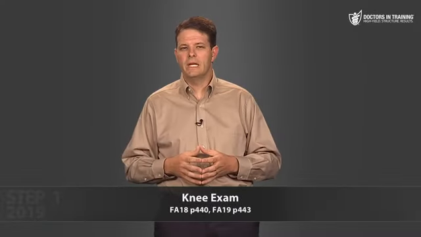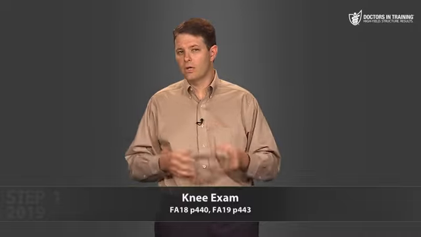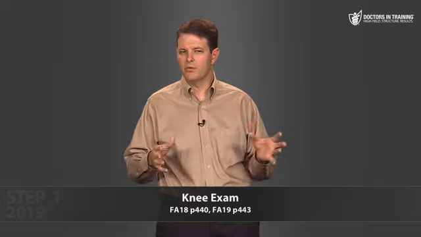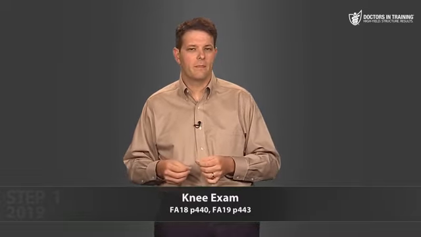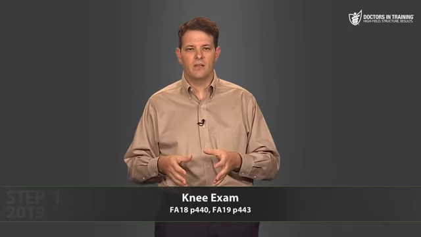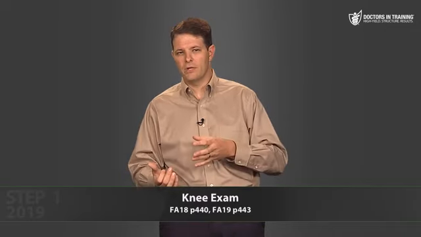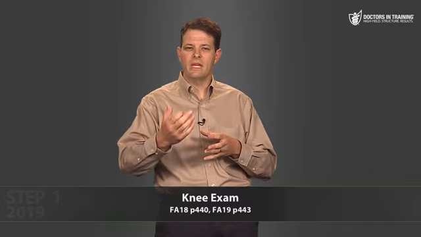Now, while we're talking about the knee, let's talk about some tests you might do while you're examining the knee to identify torn ligaments or a torn meniscus. Now, this is really more step 2 material, so I'm going to go through these kind of quickly. The McMurray test is a test for a torn meniscus. So you flex the knee to 90 degrees, then you grab the heel and either externally rotate the tibia or internally rotate the tibia.